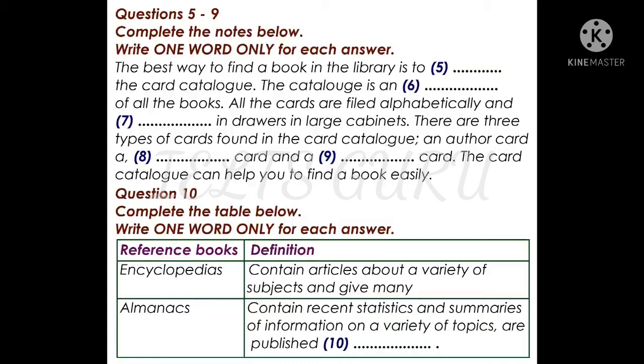Let's see some major types of reference books. First, dictionaries. Dictionaries are books that list and give the meanings of the words in a language. They also give the pronunciation of words in a dictionary which are listed alphabetically. Second is encyclopedias.